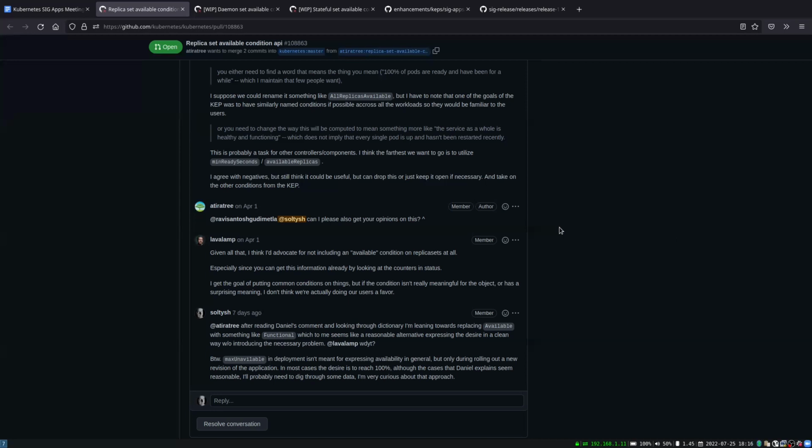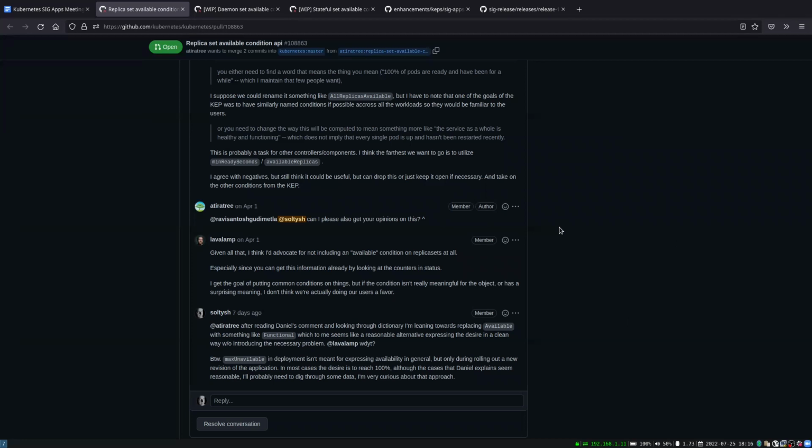Yeah, but since max unavailable is a rollout thing, and also in the case of available and progressing, these both are pretty rollout dependent. So I guess we already have the problem with progressing, and to some extent with available, that people are misunderstanding these two conditions, that they are tied together with a rollout.